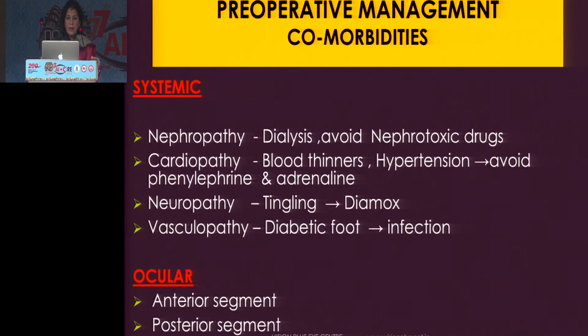So the systemic comorbidities, as was pointed out by the previous speaker, it's very important to get a good metabolic control. Whether the patient has nephropathy, is the patient on dialysis, you need to avoid certain nephrotoxic drugs. If the patient has associated cardiac problems, we may need to stop the anticoagulants. So nowadays we do not stop ecosprin. And again, if the patient has any diabetic foot, whether it's infected, all this needs to be managed preoperatively.